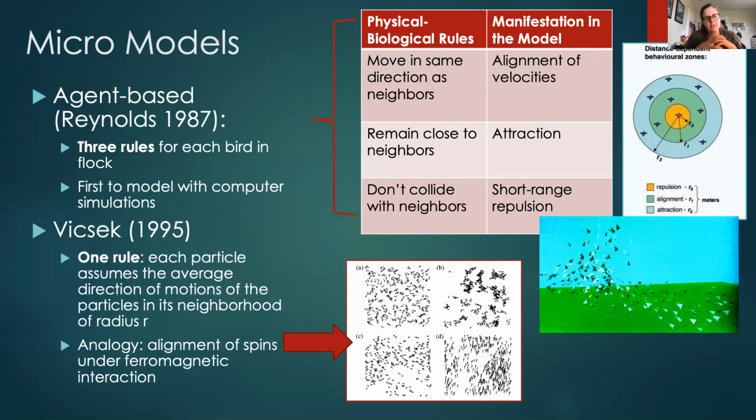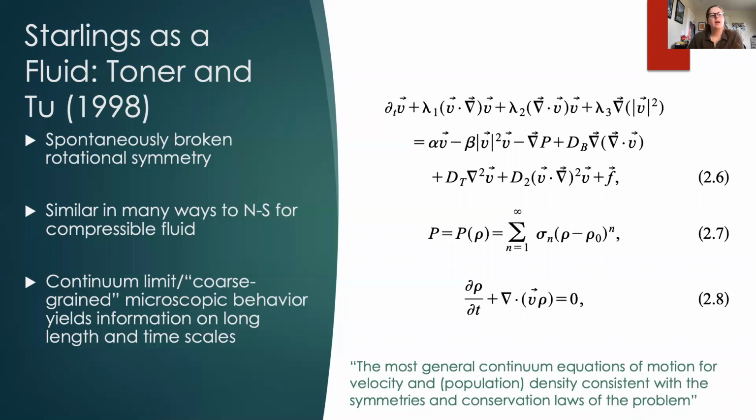And then the Vicsek model in 1995 described a single rule, that the average direction of the motions is what determines the behavior of each particle in that neighborhood, and related it to the way that a ferromagnet aligns the spins of the particles under the influence, and that there's some strange phenomenon that is aligning the polarization of the flock.